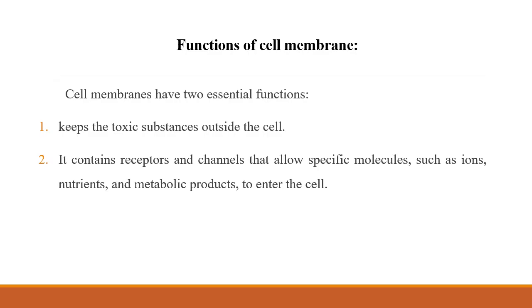Functions of the cell membrane, as I mentioned before: the cell membrane has 2 essential functions: keep the toxic substances outside the cell. It contains receptors and canals that allow specific molecules such as ions, nutrients, metabolic products to enter the cell, so that, as I said before, it allows some molecules to enter and prevents the others from entering the cell.